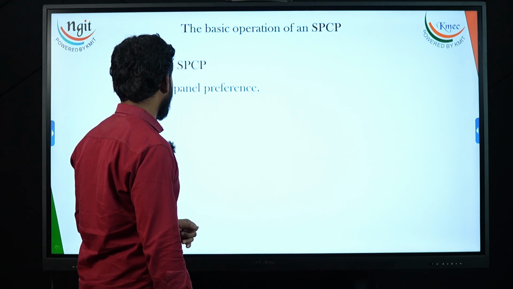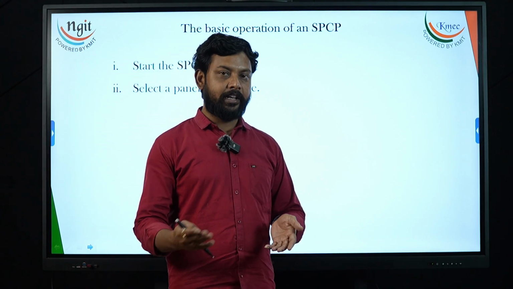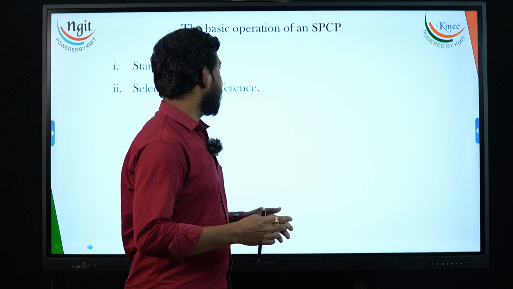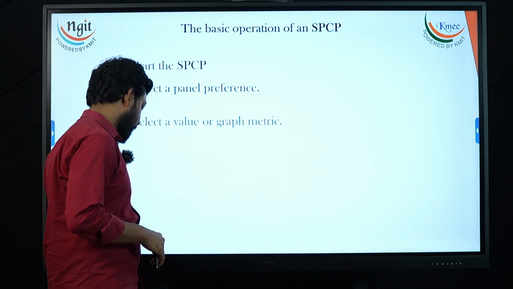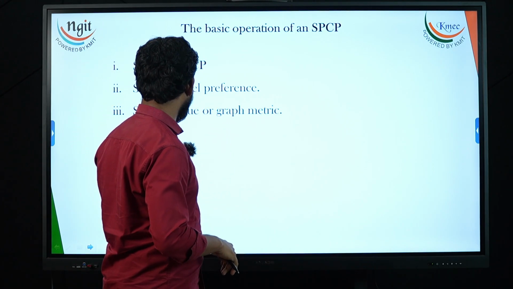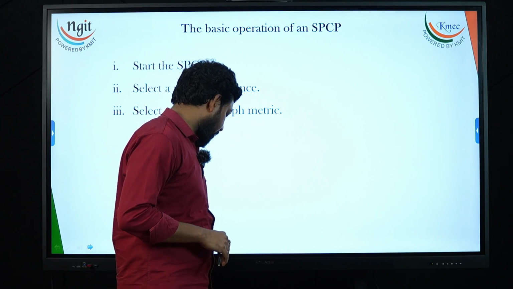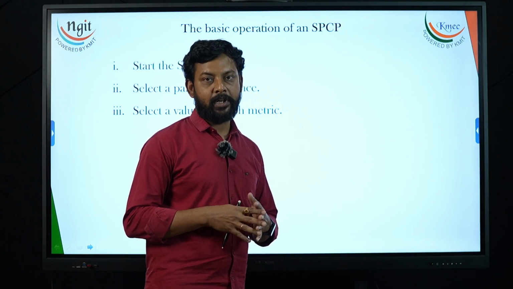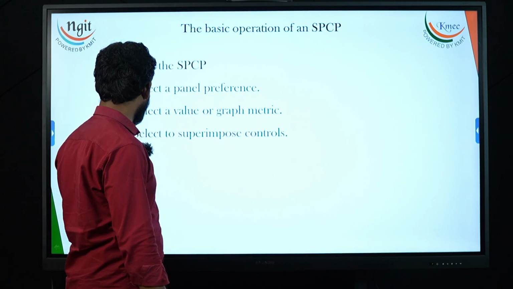Next, you are supposed to select your panel preference. Selecting your panel preference is, by default you have a default panel or default graphical user interface. From that, which particular panel you want to select is your second step. Third, you are supposed to select a value or a graphical metric, right? This selected value or graphical metric is used to display the value that is given by the user.